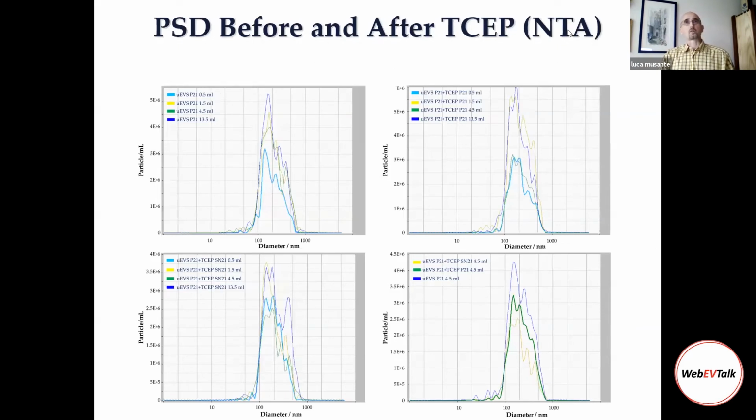Again, we measured by NTA the particle size distribution before and after TCEP treatment, and here we reported again the sum of the volumes. As you can see, there is no change in the particle size distribution across the volumes, and no change even between the 3 different fractions: P20, P21, P21 after TCEP treatment, and the supernatant. The particle size distribution is just the same.